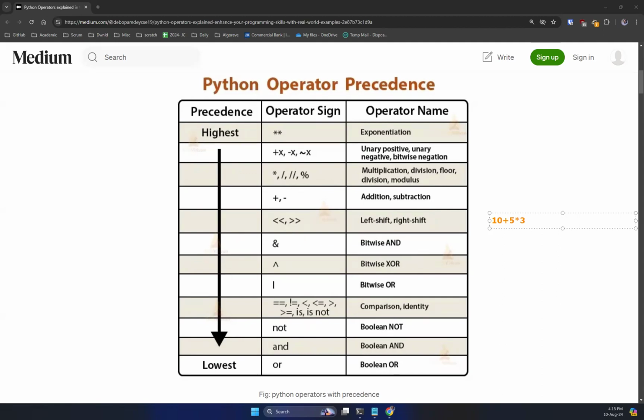Now, I strongly recommend you to talk because I need to hear your voice. I am not looking in the chat. Therefore, please talk. 10 plus 5 into 3, what is the answer?